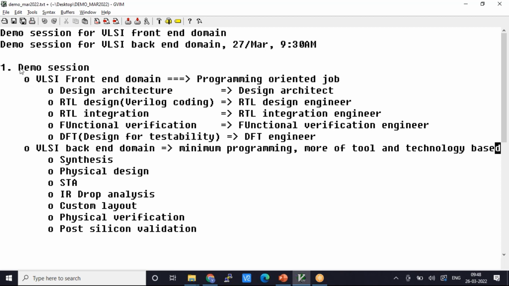So majorly VLSI design is divided into two aspects. One is called as front end domain, one is called as back end domain. Okay, most of you are attending this demo session because you want to get into front end domain, right? So that is the reason I will be focusing more into it. In case you want more details about back end domain, you can join the demo session tomorrow. I don't want to get deep into it because I don't want to deviate from our original topic. Now, why we are talking about all this is to make sure that you get an understanding of what is RTL design, what is RTL integration, what is functional verification.